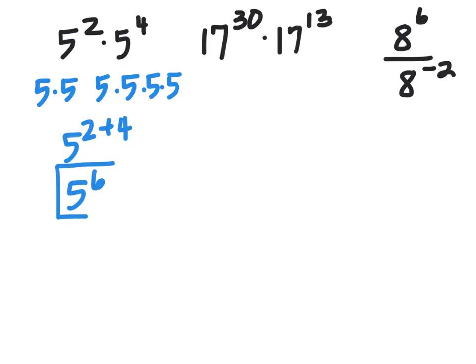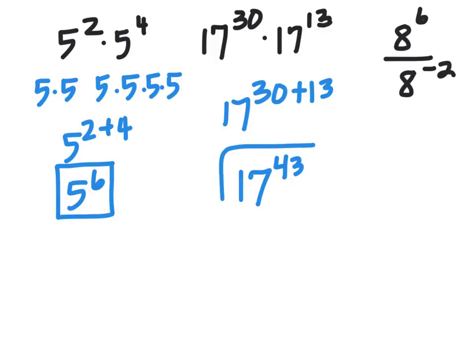So using this rule again, if we look at 17 to the 30th power times 17 to the 13th power, that really is going to be a total of 17 to the 30 plus 13, which gets us a total of 17 to the 43rd power.